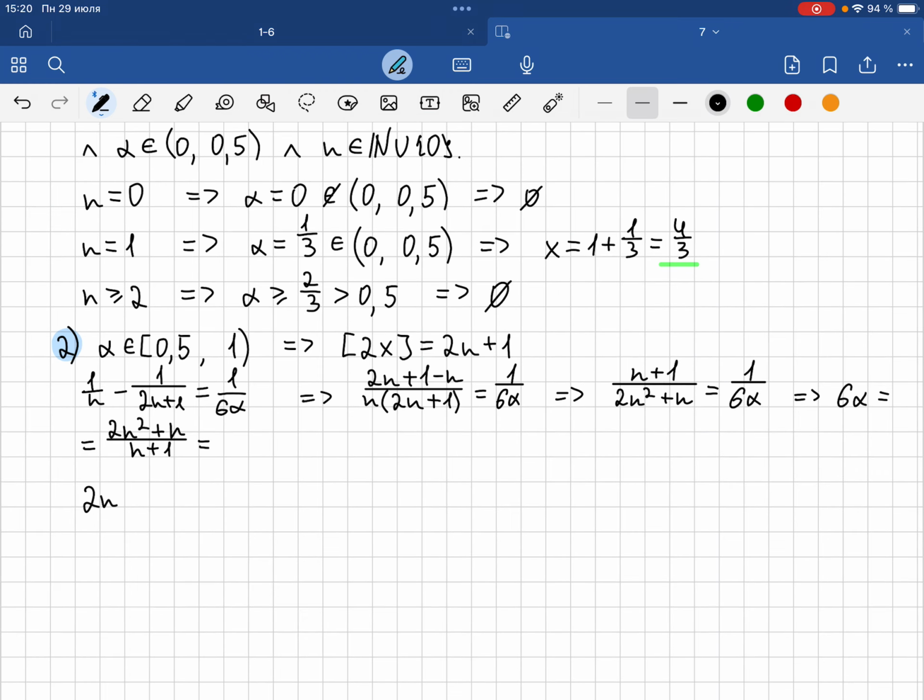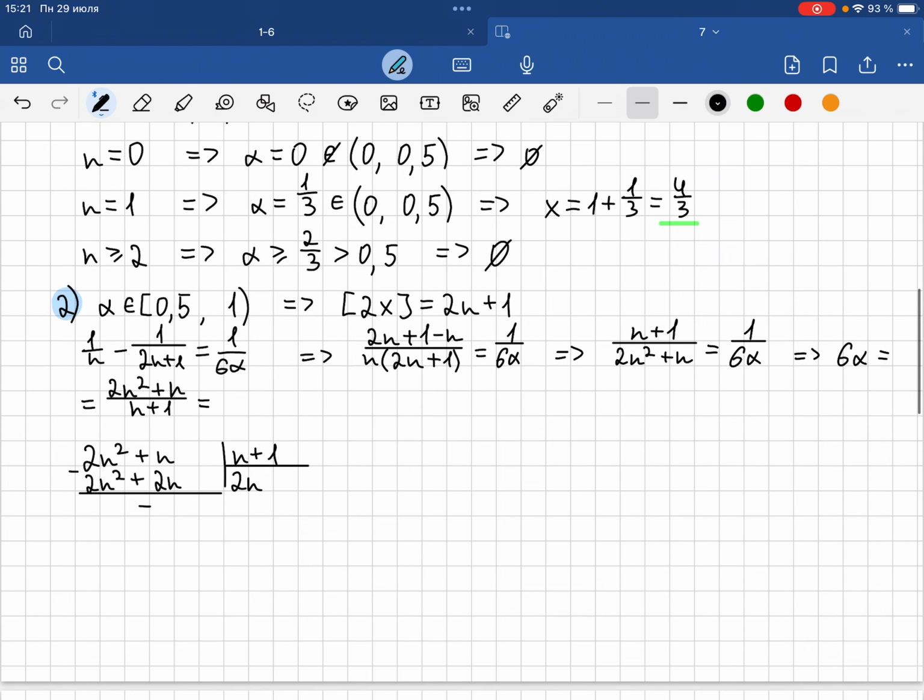So now let's divide 2n squared plus n by n plus 1. To get rid of this 2n squared, we need to multiply our n plus 1 by 2n. If we multiply 2n by n plus 1, we will have 2n squared plus 2n. And if we subtract 2n squared plus 2n from 2n squared plus n, we'll have minus n. And to get rid of this minus n, we have to multiply our n plus 1 by minus 1. If we multiply n plus 1 by minus 1, we will have minus n minus 1. And if we subtract it here, we'll have our remainder of 1.